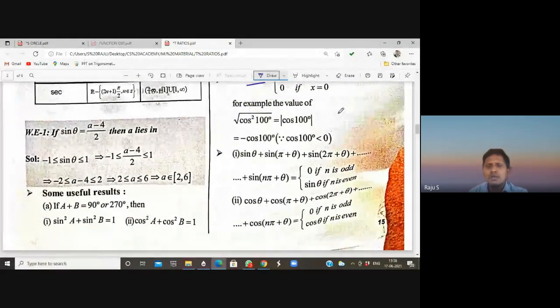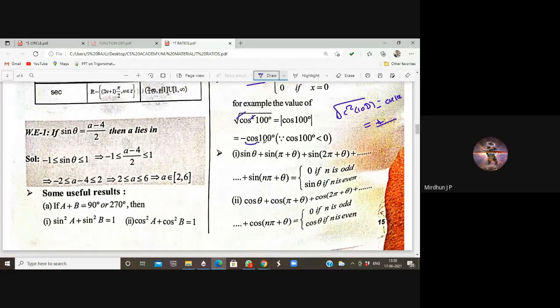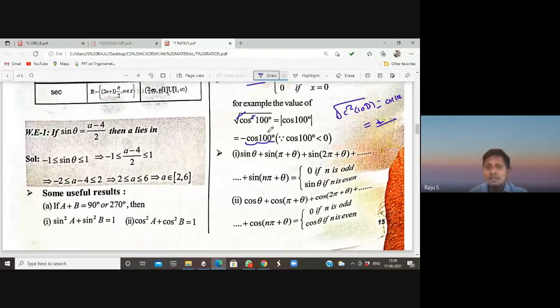See, simply what we will write generally, square root of cos square 100, we will simply write cos 100. Generally we write the value, but sometimes we might be confused here. We'll write the positive value, but it is not a positive value. So this can be written as, when you cancel this, even function, so the negative value also will come? No, here not like that. Here they have written minus cos 100.